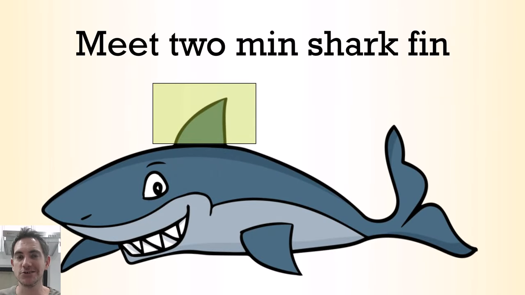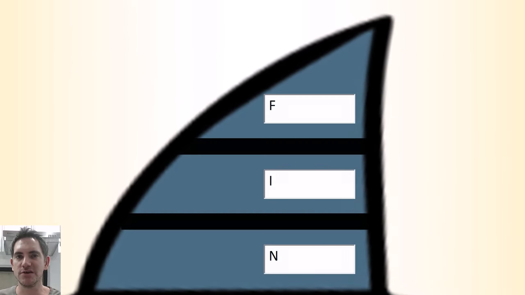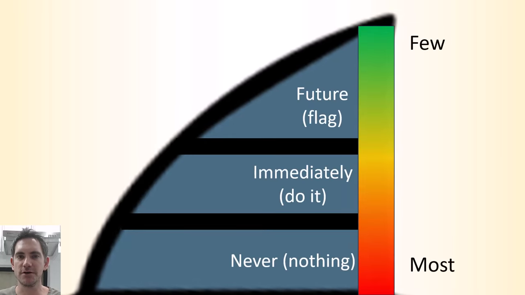So I'm going to introduce you to my friend. He's the two-min shark fin. And it's just going to be this thing, this process that we run through, which is going to help us. So for each email, we're going to go through one of three different things. Either it's going to be something that we do in future, in which case we flag it, or it's going to be something that we do immediately, in which case, if we can do it in 2 minutes or less, do it now. That's usually the cutoff point you should consider it.